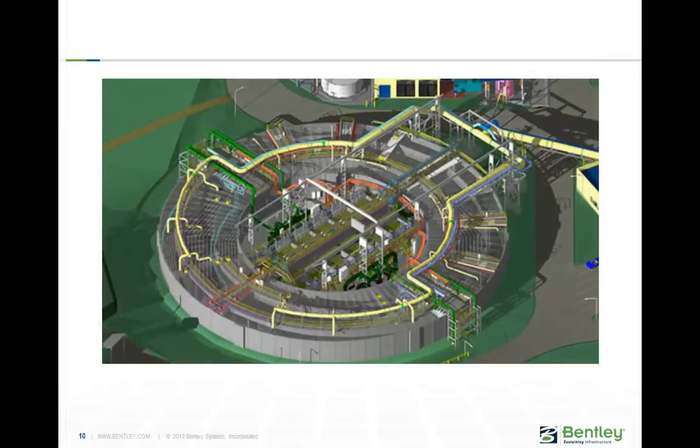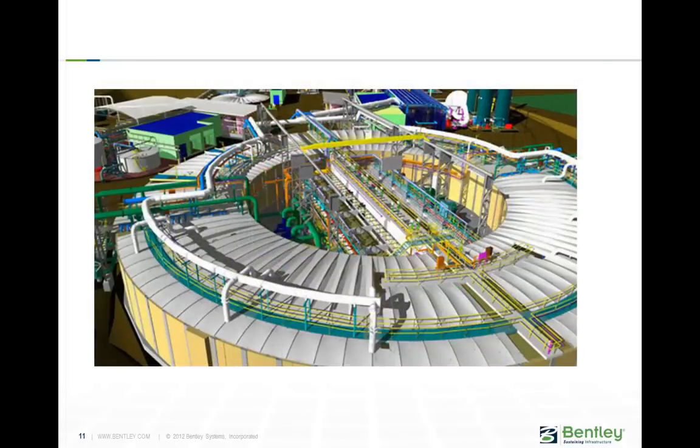The project team used AutoPlant and ProSteel to deliver the project on time and on budget. The site was divided into 65 3D models that could be brought into a single view. The solutions enabled efficient drafting and engineering, construction procurement, 3D visualization and clash detection, and as-built model delivery for life cycle maintenance.